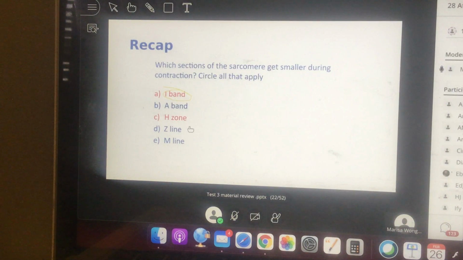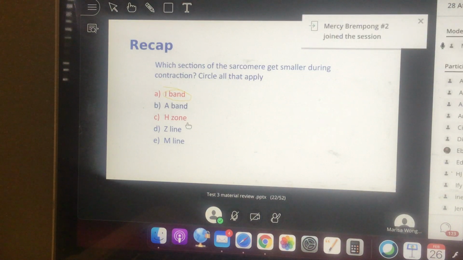They get narrower as the contraction happens. Make sense?